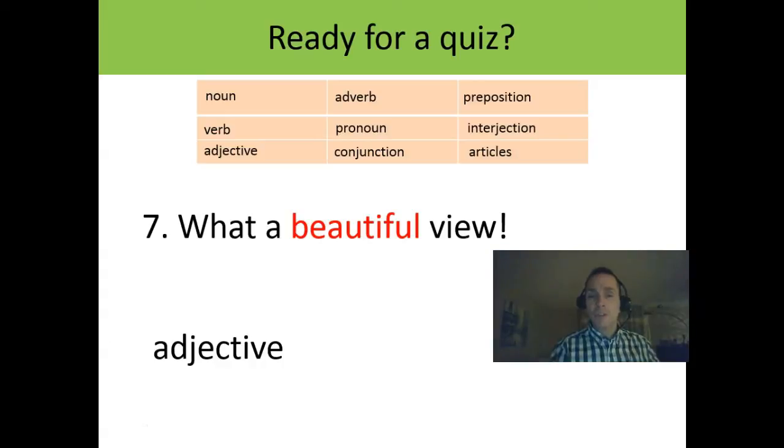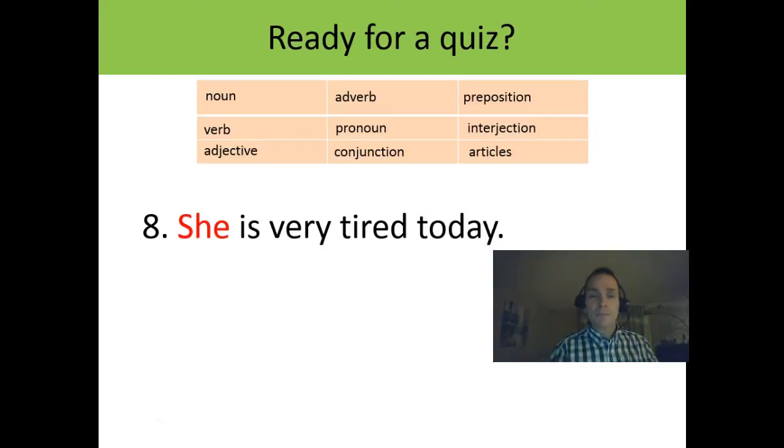I hope you're keeping score, and I hope you're getting these all correct. Okay, word number 8. She is very tired today. She is a word that's taken the place of another noun, so we would call that a pronoun. Okay, very good if you got that.